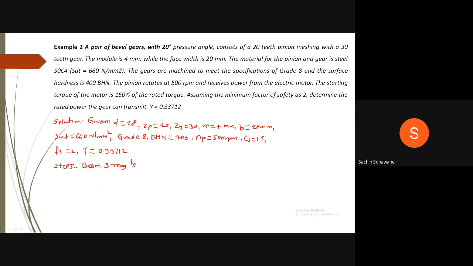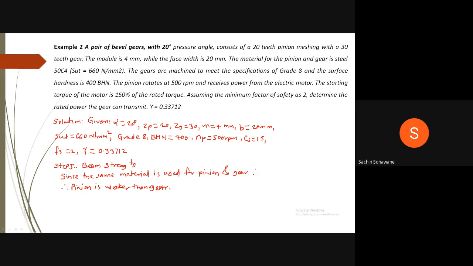Now they have given that the material for the pinion and gear is steel. Since the same material is used for pinion and gear, we can say that the pinion is weaker than the gear.